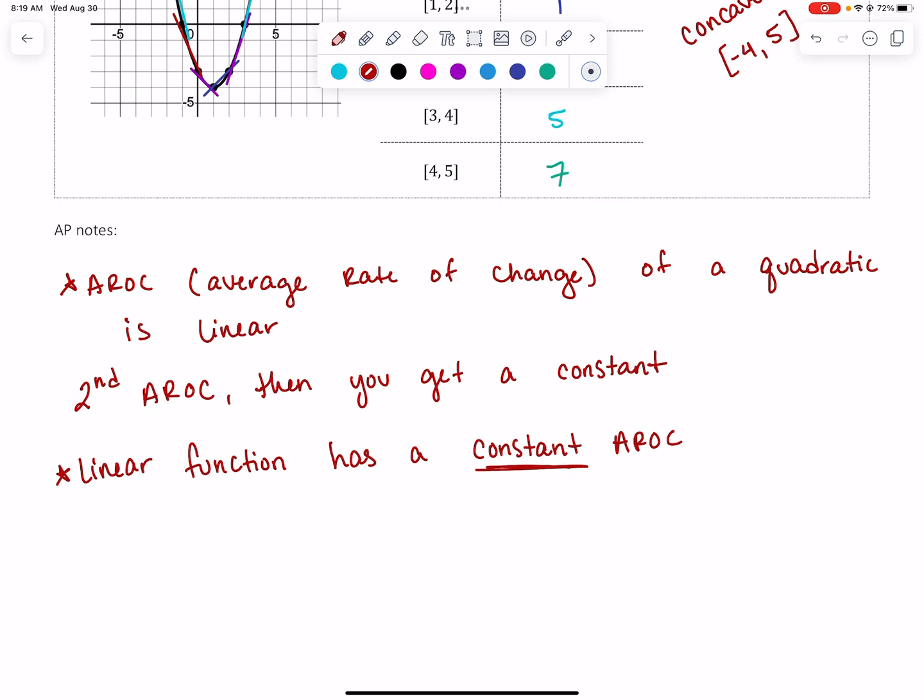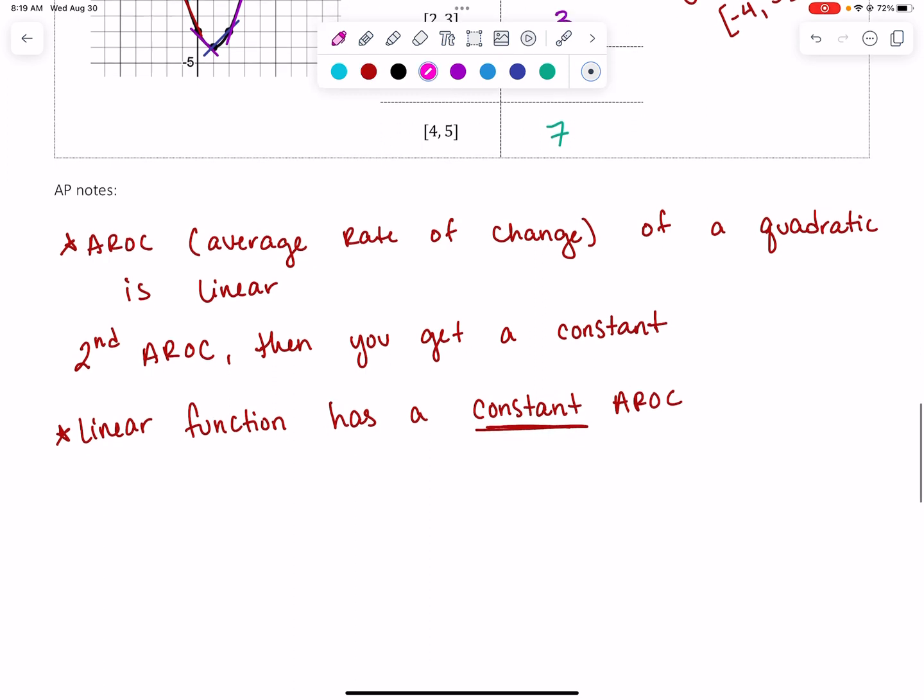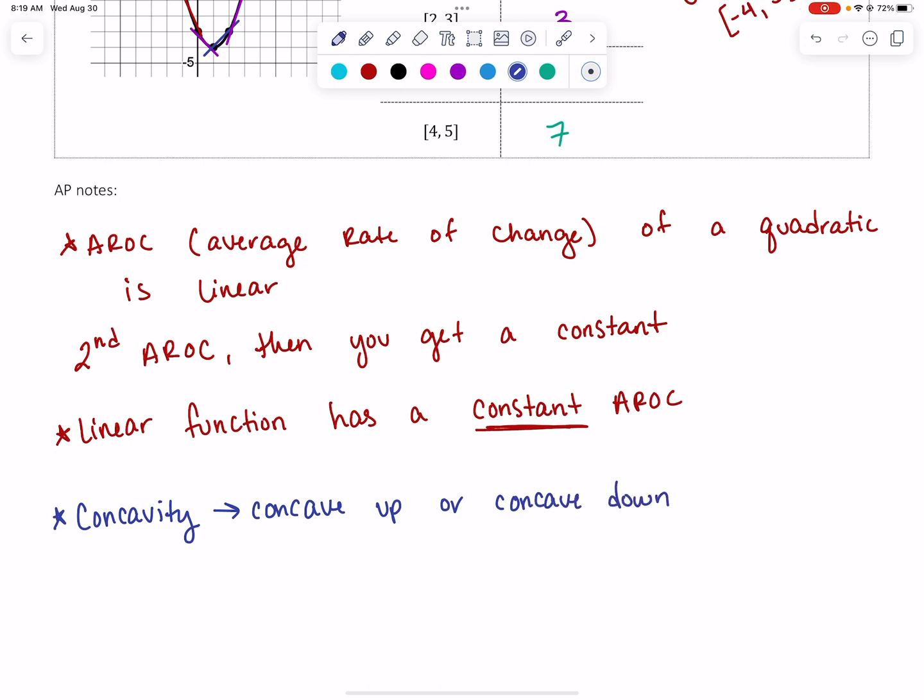All right, so the second to last bit of notes that you should know is that, of course, we are using the word concavity, aka it's going to be either concave up or concave down. So we want to get used to that kind of vocabulary. We're just going to go ahead and highlight it for you, concavity.